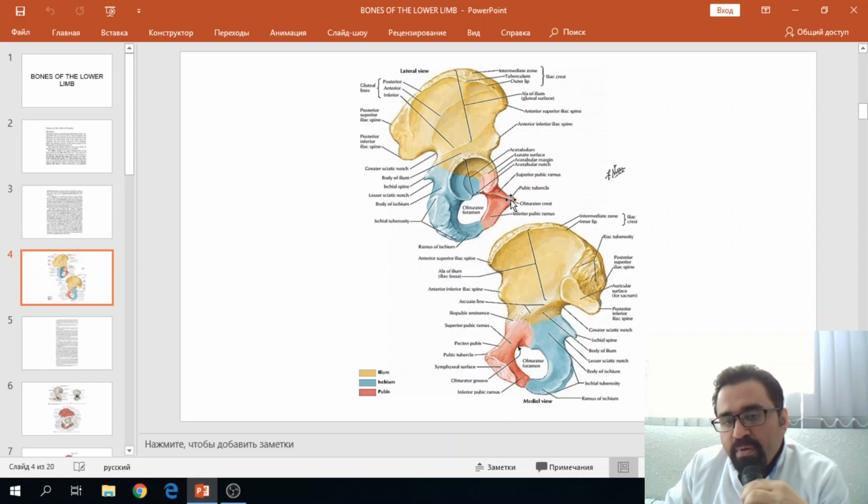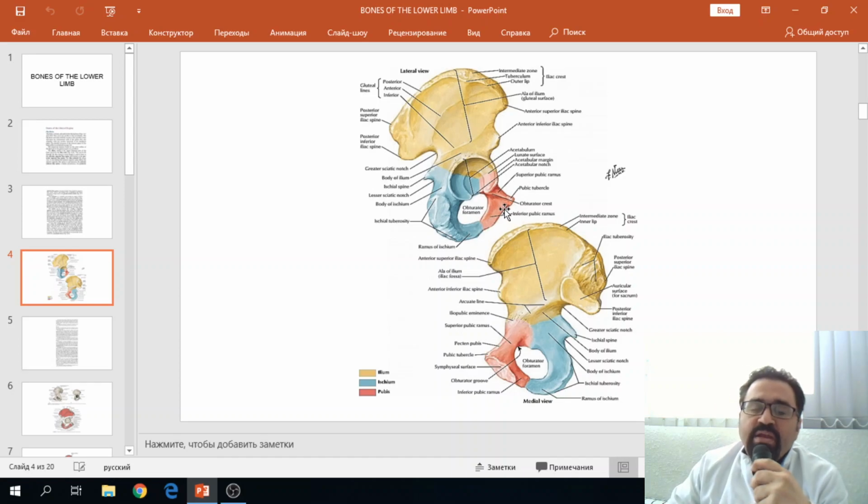The inferior part is formed by the pubis, the red color, and then at the back we have the ischium. Between the pubis and the ischium there is an obturator foramen. Inferiorly there is the inferior ischiopubic ramus, and superiorly there is the superior ischiopubic ramus. The three bones are combined at the site of the acetabulum.